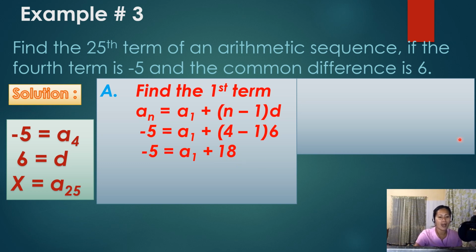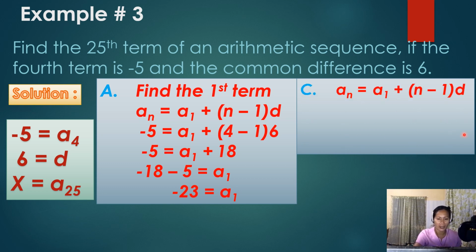And then we have to find the value of A sub 1. In order to find the value of A sub 1, we have to transpose 18. So we have negative 18 minus 5 equals A sub 1. And our A sub 1 is equal to negative 23. Since we already have our A sub 1, we can now solve for the 25th term.